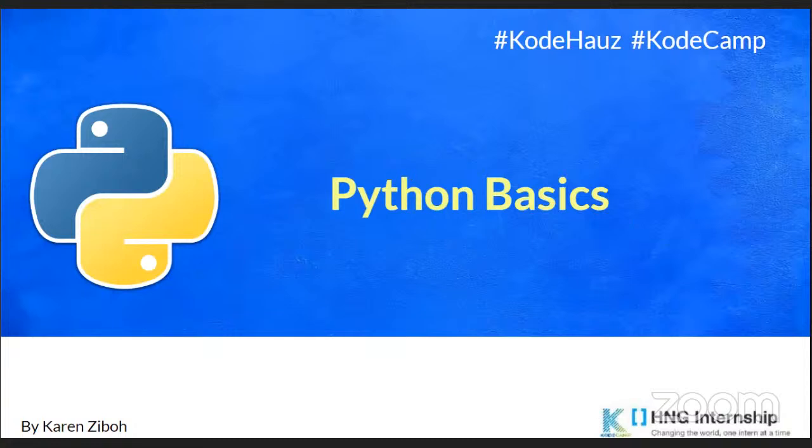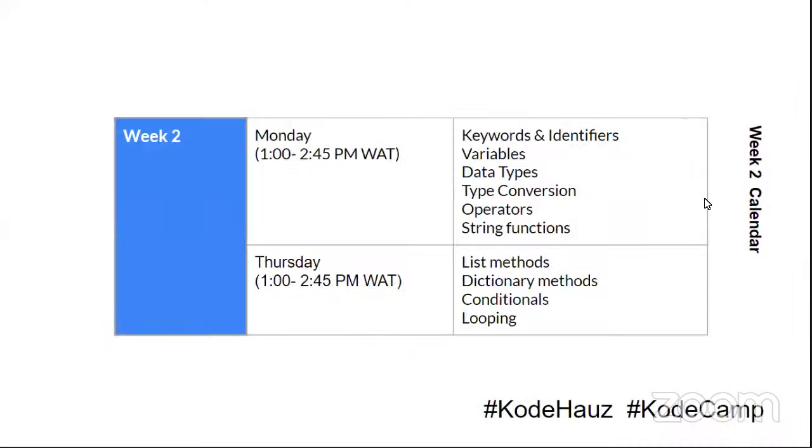Okay, so now we're just going to jump right into the basics of Python. This week, we're going to have 2 classes: this one today and another one tomorrow. Today's class, we're going to be learning keywords and identifiers, variables, data types, type conversion, operators, and string functions. And then on Thursday, we will learn list methods, dictionary methods, conditionals, and looping. I know some of you are already familiar with these concepts, but we'll still go over them again.